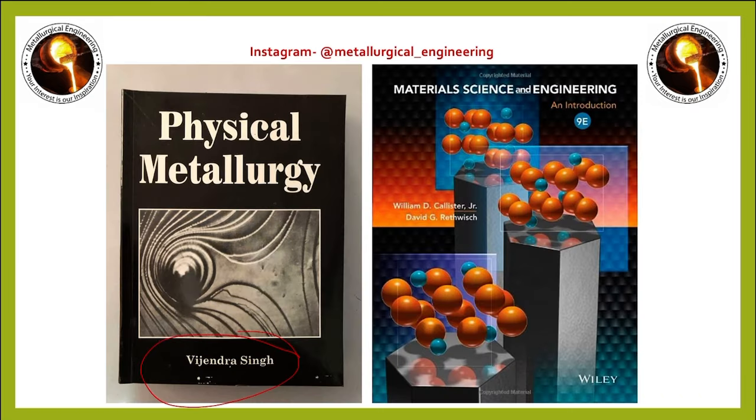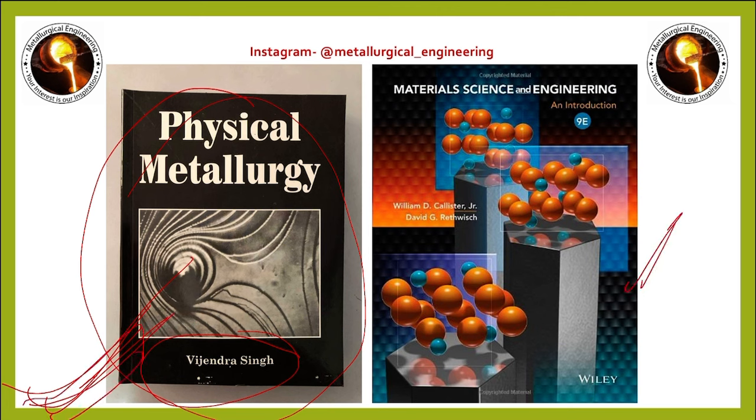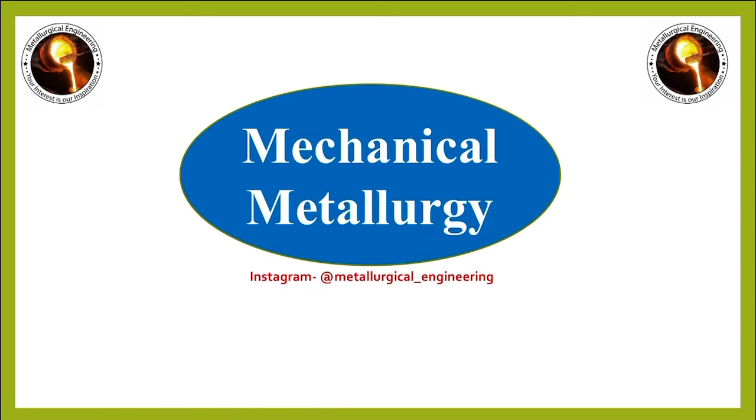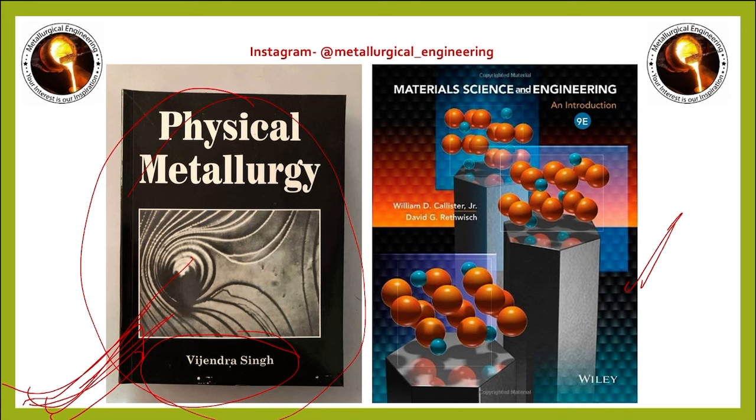For the theoretical portion, or you can say the numerical portion, this book is a must. This is highly recommended. Another one is Callister, which you already know, Material Science and Engineering by Callister, and also Material Science by V. Raghavan. So these five books are sufficient for physical metallurgy. You don't need to go to other things.